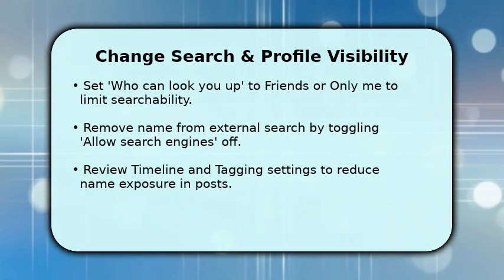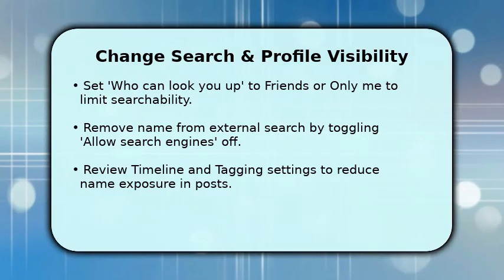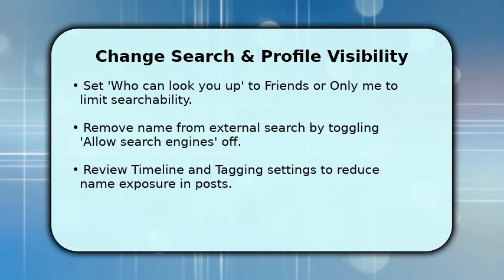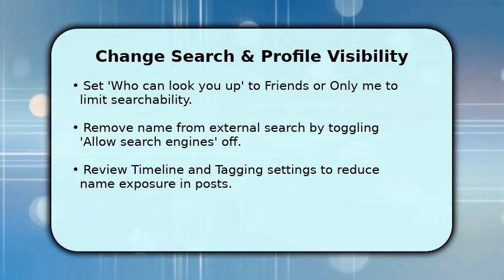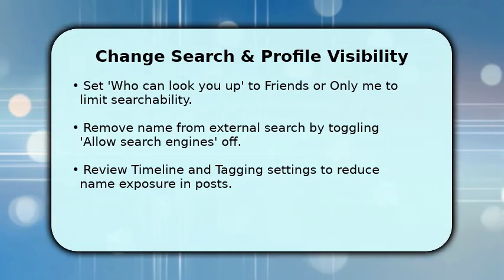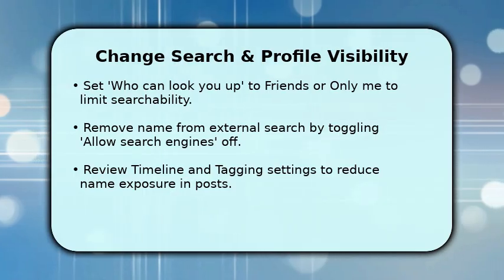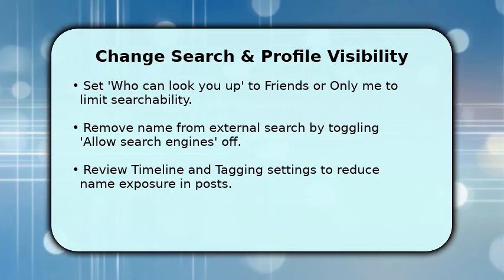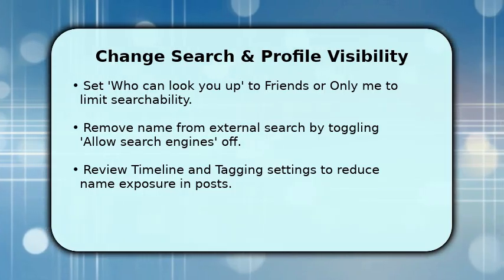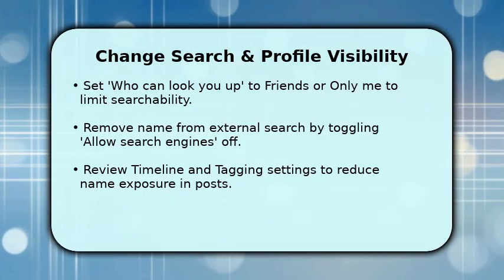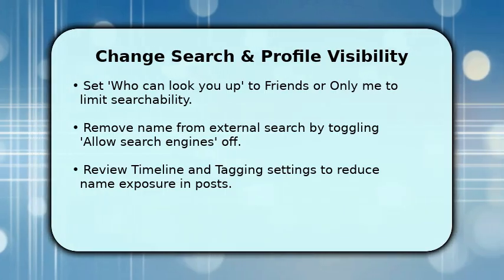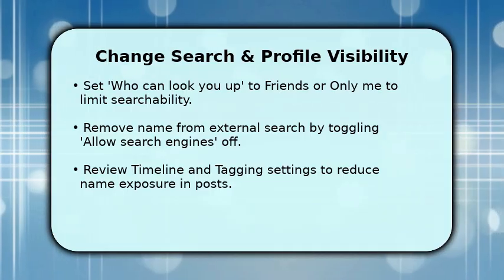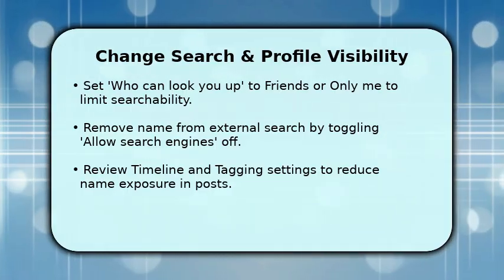Now adjust the search controls. Under Privacy, change who can look you up using the email or phone number to friends or only me. That reduces immediate discoverability. Next, disable the option that allows search engines outside Facebook to link to your profile. This prevents external indexing. Then, check timeline and tagging to stop name mentions from appearing publicly. Restrict posts and tags to friends or only you. These steps cut both internal and external paths that let people find your name.